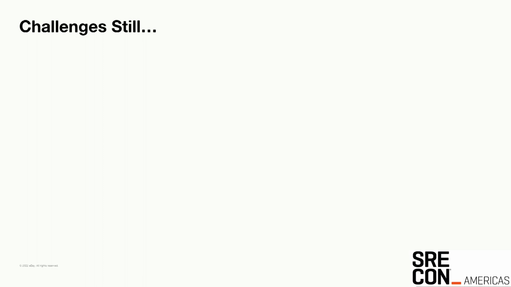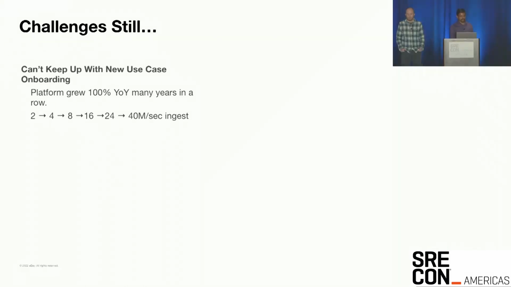But there were challenges still with this approach, in the sense that our growth was, for many years, 100%. We started at 2, went to 4, 8, 16, 24, and now we are at 40, 41, and still rapidly growing in the amount of time series that we are accepting.